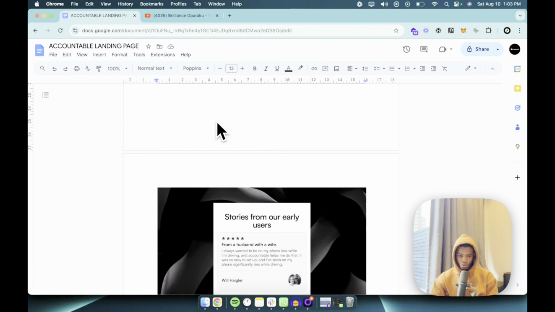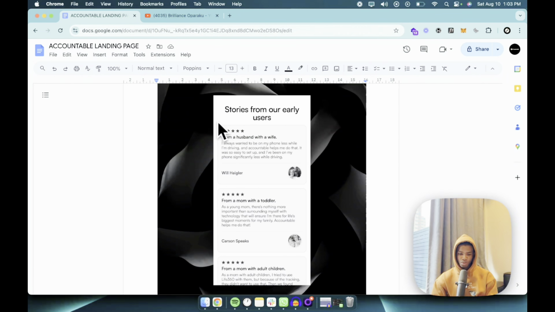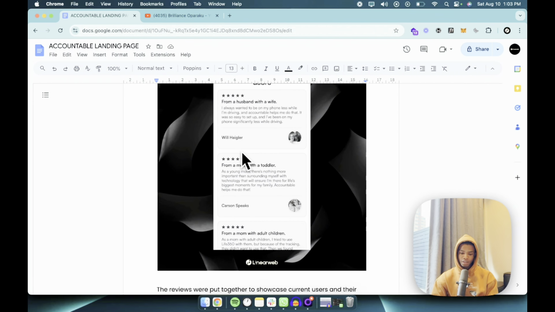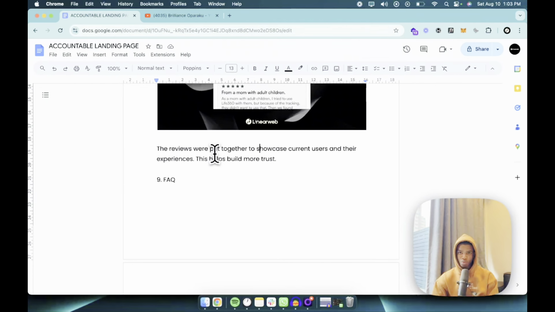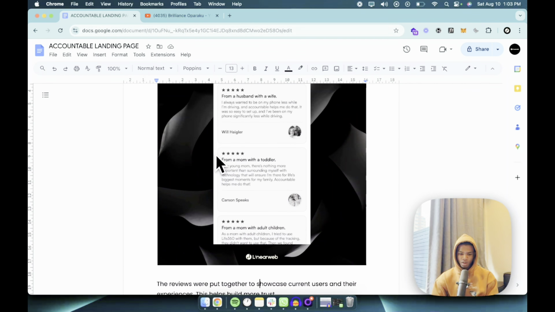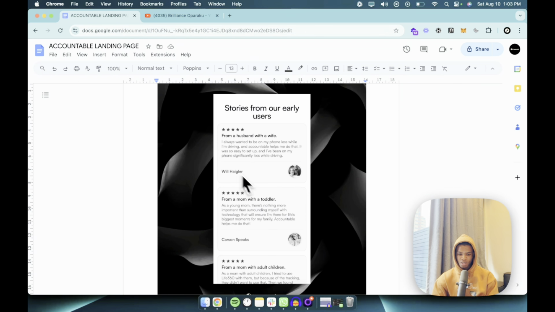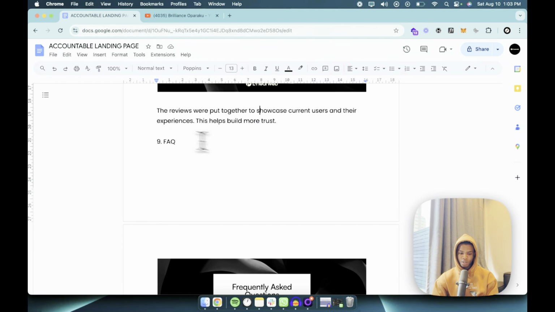So for the social proof section, what we did is very simple. We just added the simple headline and added the review. So this is just to showcase the current users and their experiences, and this helps build more trust. You need to always build trust on your landing page. It's extremely important, right? So we have these cards arranged, and then we have the images, we have the names, and then we have the reviews that they've written.